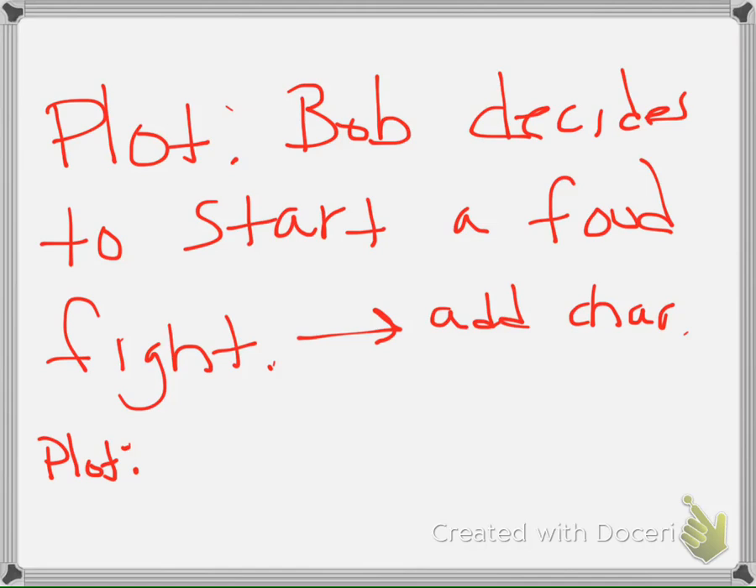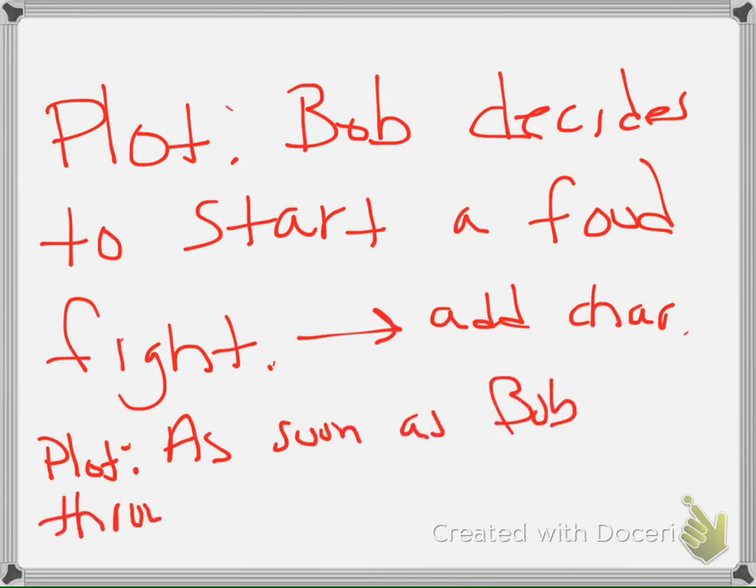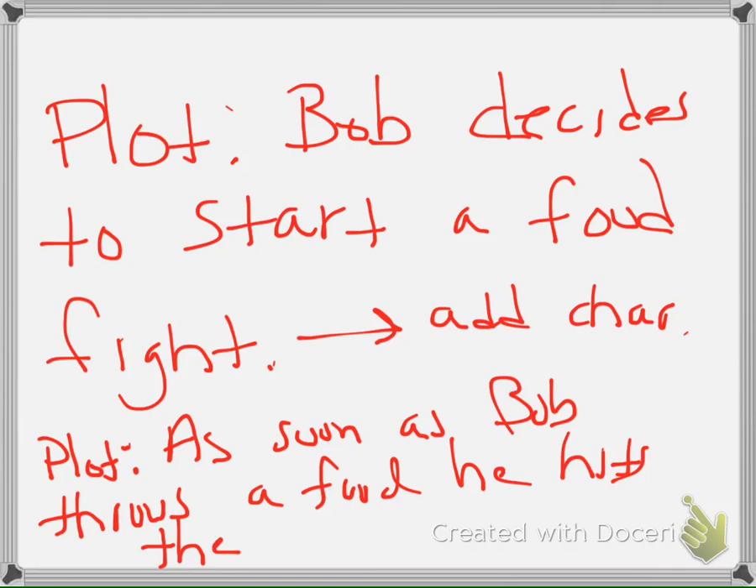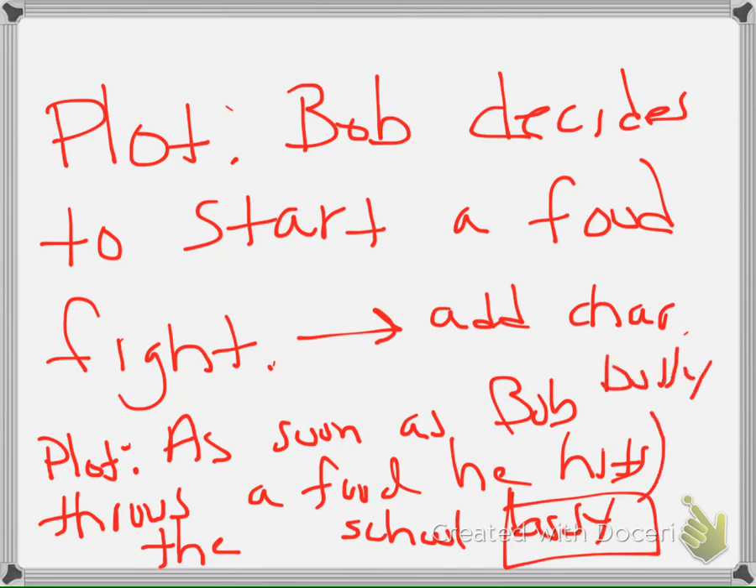All right, so one idea is, all right, so Bob starts a food fight, right? So as soon as Bob throws something, like a food, he hits the school bully. Raise your hand if you agree that this is creating more tension. Yeah, it totally is. All right, so just by adding in the bully, does that even look like bully? Just by adding in the bully, you're making a much better story. And all it took was adding in a character. That's it. Because some of your stories are not too interesting.